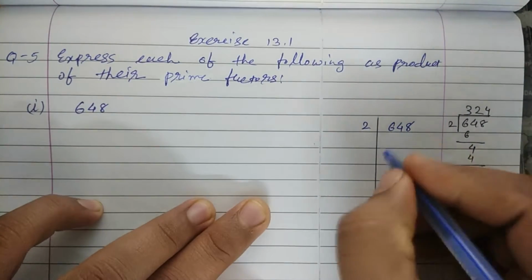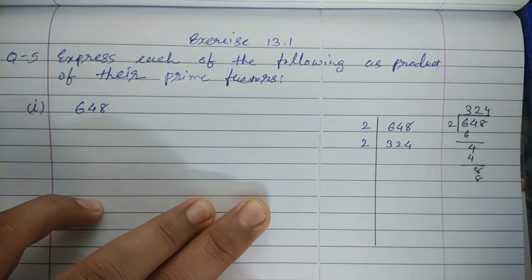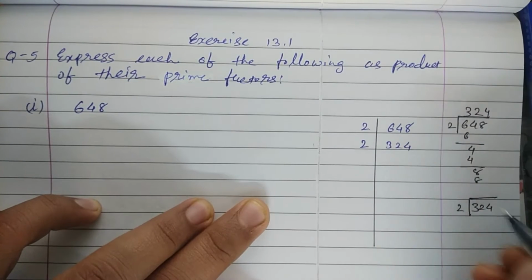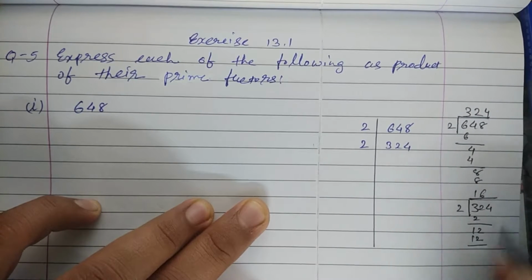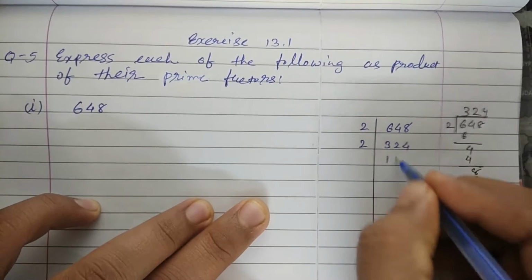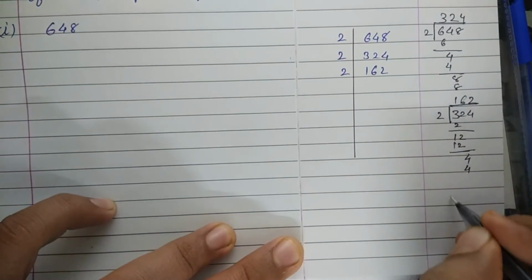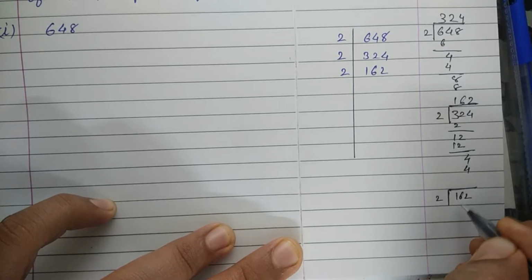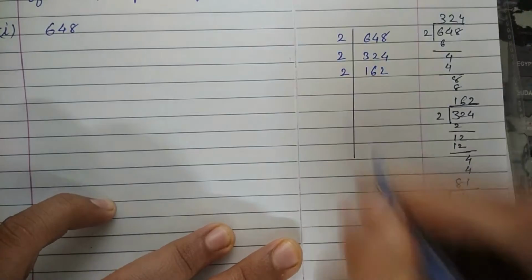So it is 324. Again it is even number. So we will divide it by 2. 324 divided by 2. 2 1s are 2. 1, 2 2s are 4, then 4, 2 2s are 4. 2 6s are 12. So it is 162. Again it is even number. It is divisible by 2. 162 divided by 2. 2 8s are 16. Then 2 1s are 2. It is 81.